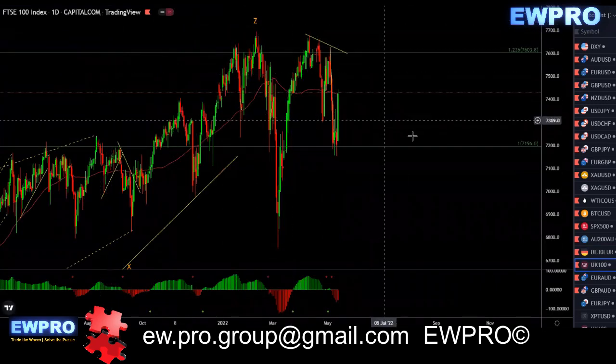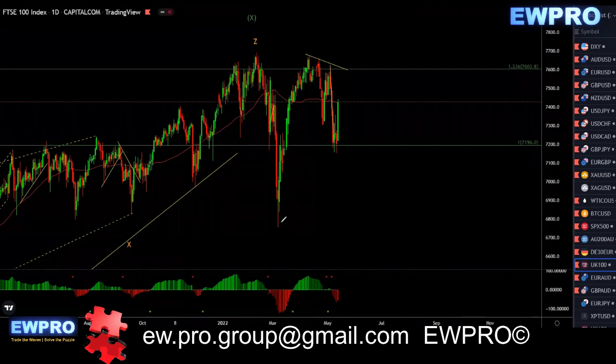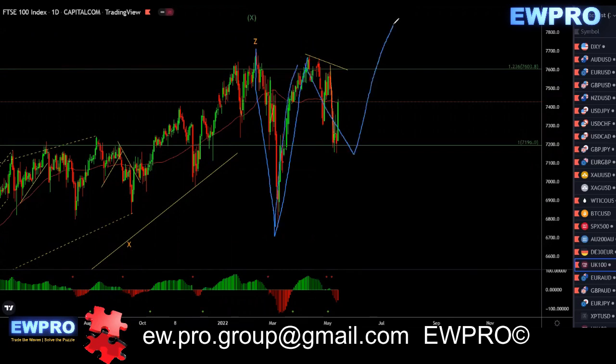And looking at the FTSE on the daily, again, we got a nice impulse down, very deep correction. So more than likely this is an A, this is a B, we get a C up, and then we get the A, B, C as a larger correction before we go and break the top again.